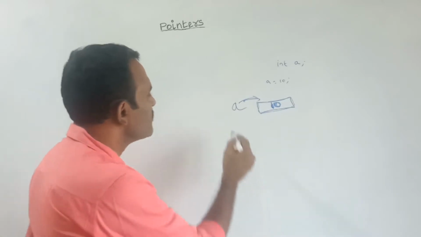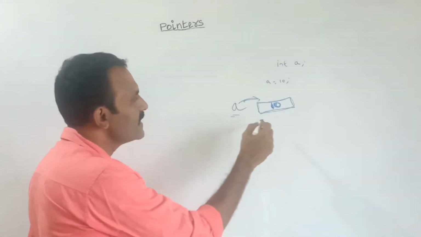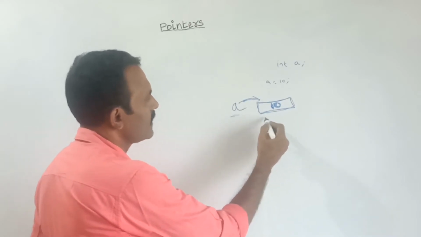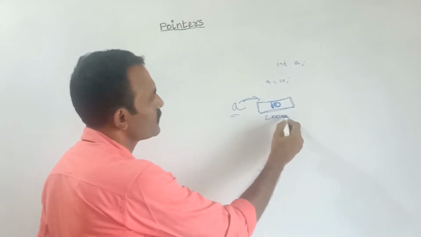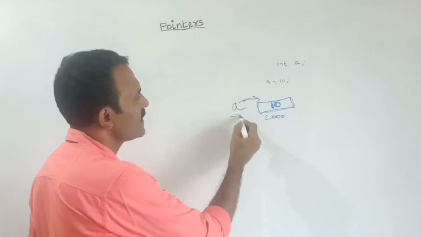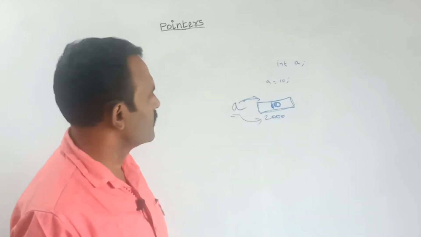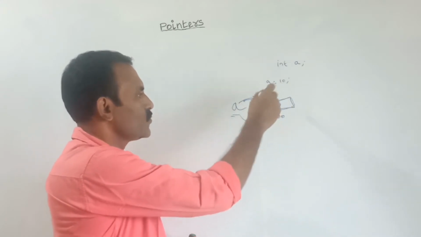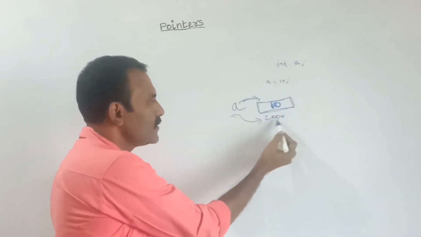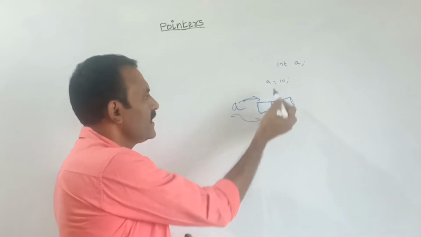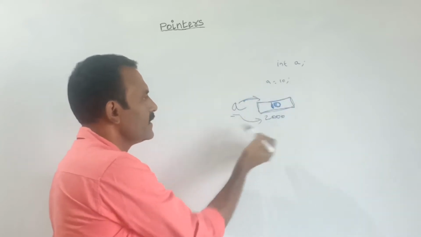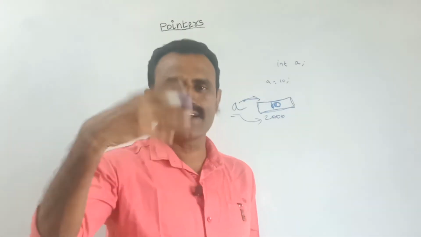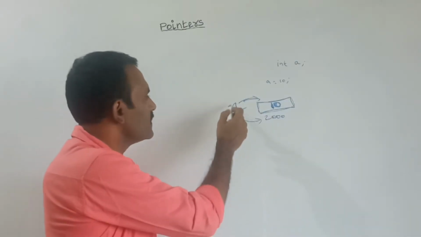This variable a has an address. For example, let us assume it is 2000. The address of this variable a is 2000. This value 10 is stored at the address 2000. The variable name is a.